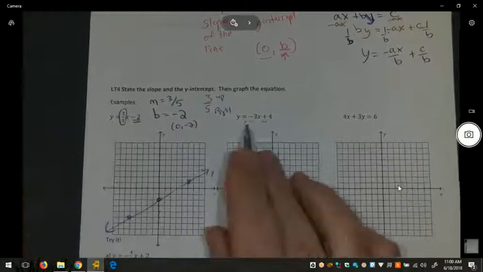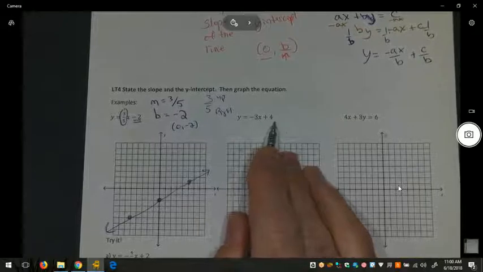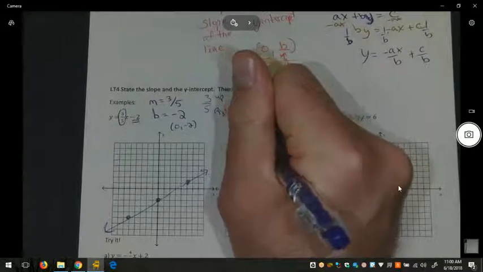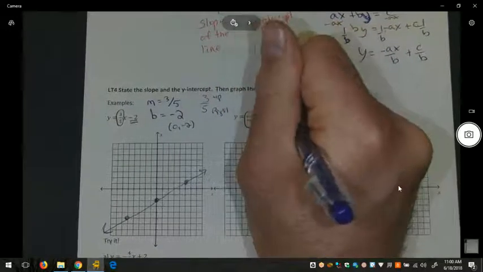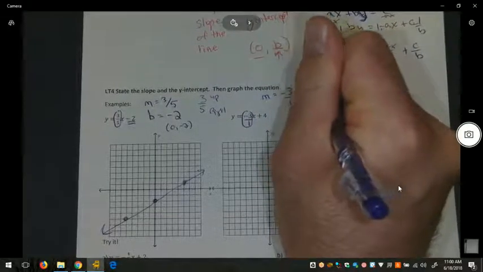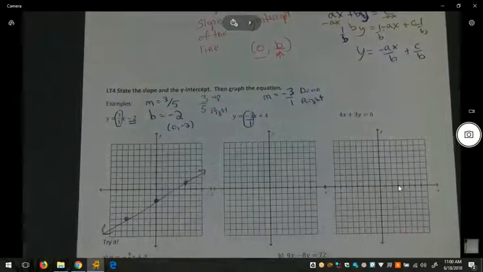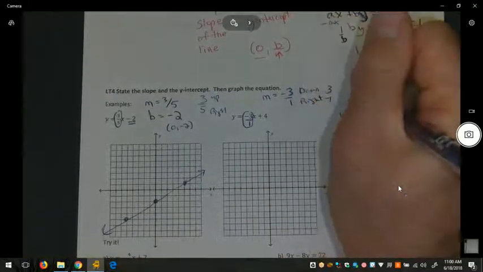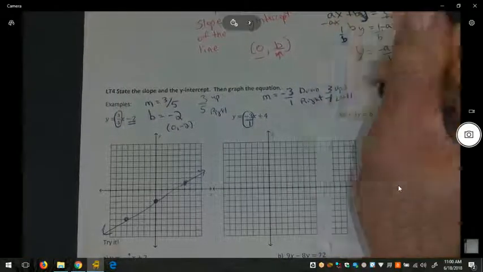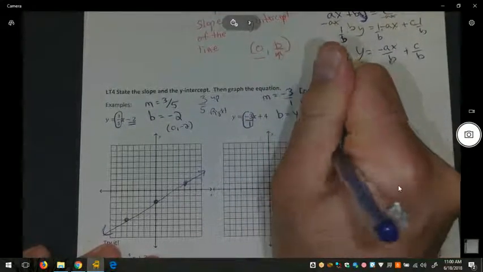The next example is also in slope-intercept form. Y is by itself, there's a coefficient on x, and then there's a constant afterwards. Here, the slope is negative 3, which I can write as negative 3 over 1, which means that I would go down 3 and right 1, or I could go up 3 and left 1 if I write this as 3 over negative 1. It would give me the same thing. The y-intercept is 4, or 0, 4.